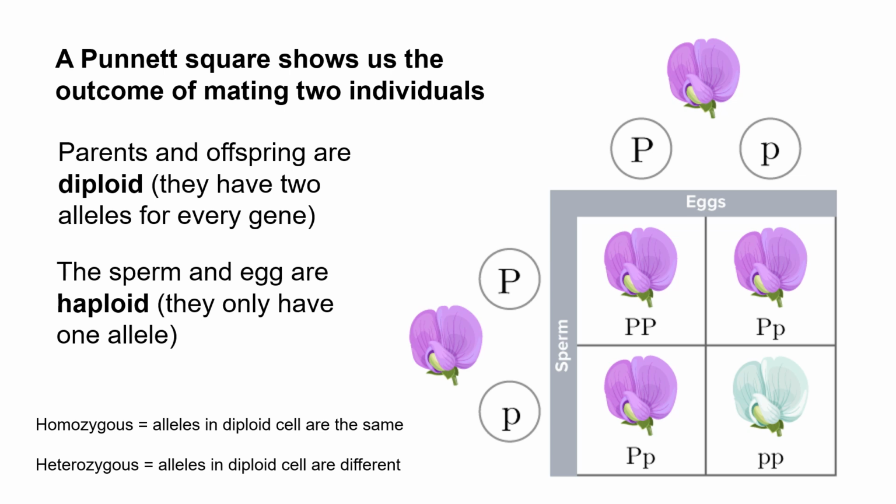Now that 3-to-1 ratio just applies to the outcome for the entire mating that you're going to do. So you could cross a whole bunch of flowers and you might get a few thousand flowers, but you're going to see this distribution of purple and white in this 3-to-1 ratio.